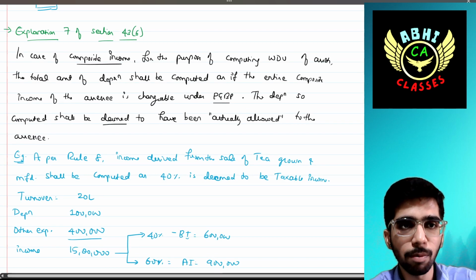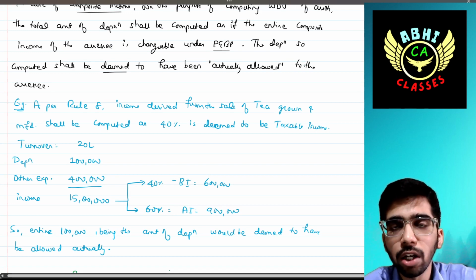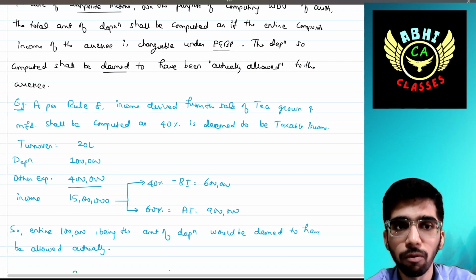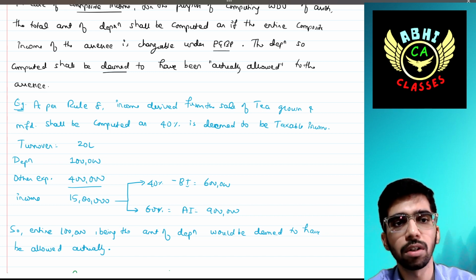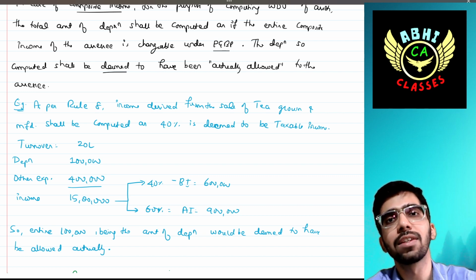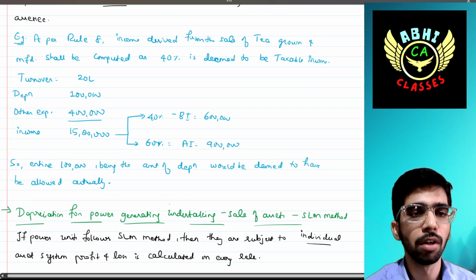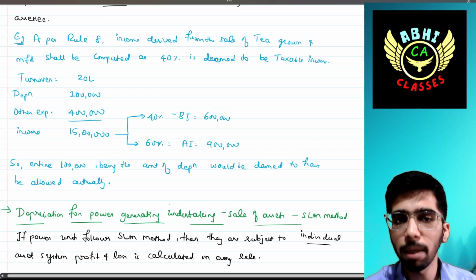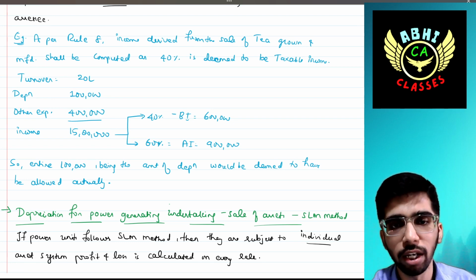That is what this explanation says, that we are not apportioning that 1 lakh into 60-40. We are only apportioning the final amount of income. That's the concept. It also says that the 1 lakh is actually allowed as if it has been used for the entire business. Okay, simple. So the entire 1 lakh amount of depreciation would be deemed to have been actually allowed.